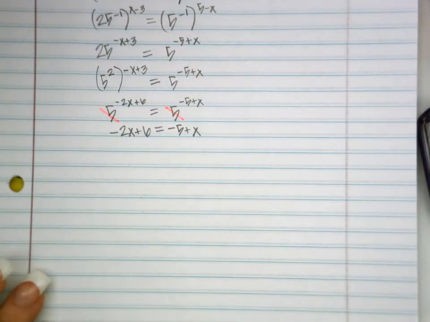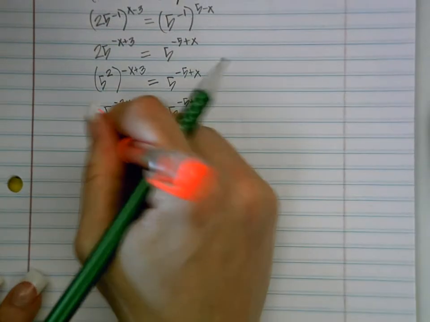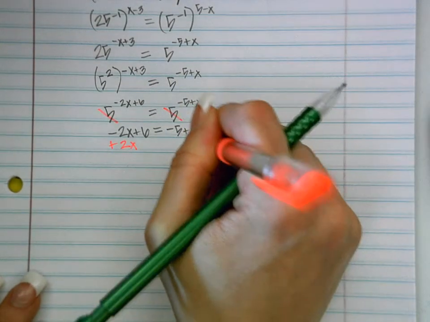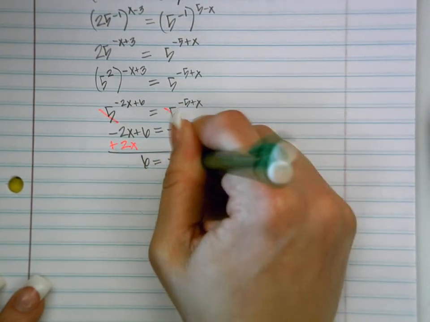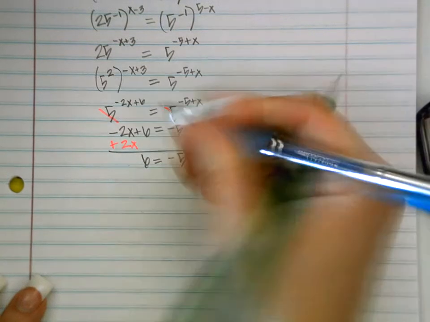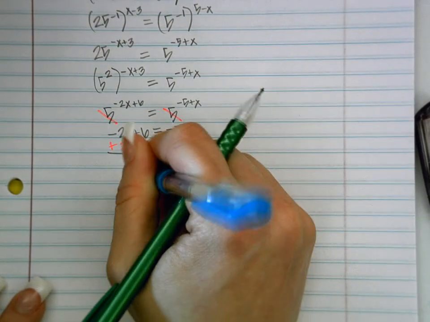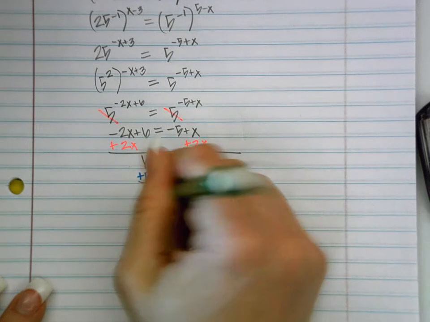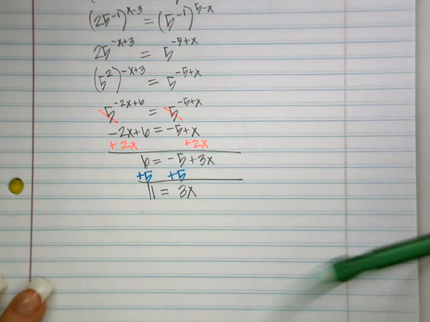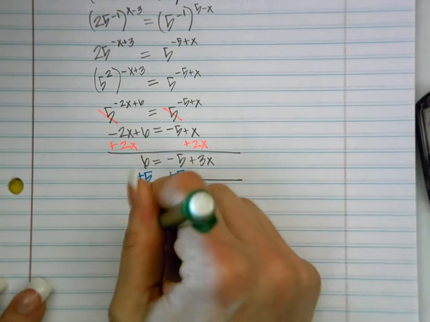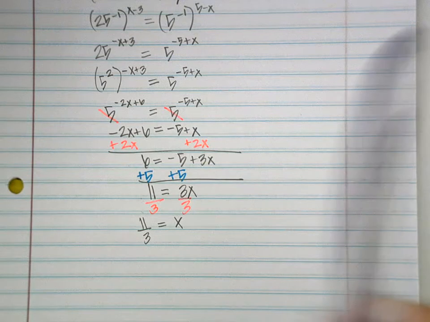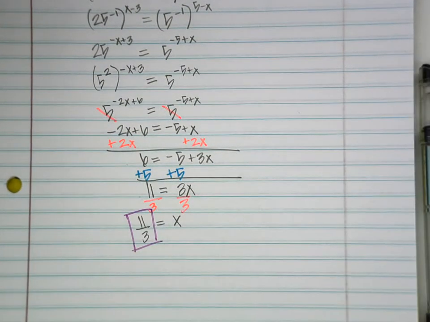Move opposite sides, letters and numbers, so I'm going to add the 2x. Leaves you with 6 equals negative 5 plus 3x. Add the 5. 11 equals 3x. Divide through. So this is going to get you a kind of weird answer, but that's okay. 11 over 3 equals x. It's okay to get weird fractions like that. It just happens sometimes.